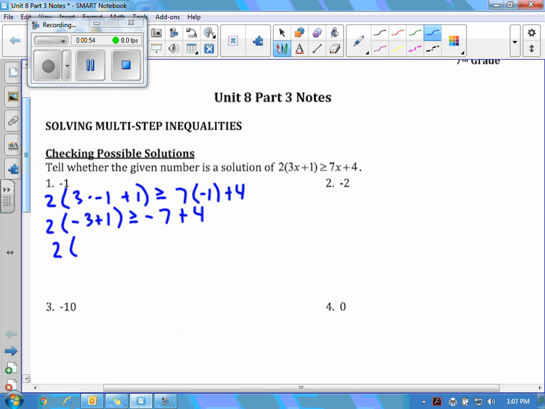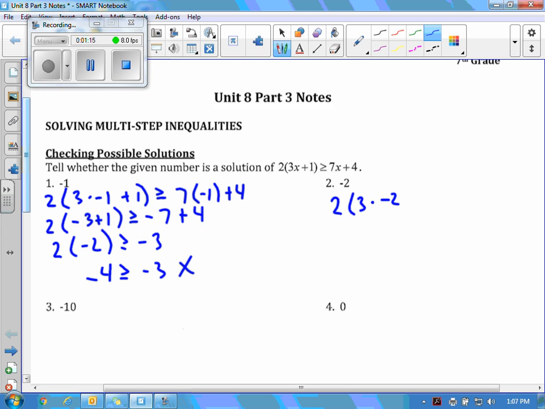Finishing up the parentheses, we're going to have negative 2 inside. Negative 7 plus 4 is negative 3. 2 times negative 2 is negative 4. So we have negative 4 is greater than or equal to negative 3, which is not. That's not a solution. We're going to do the same thing, but we're going to plug in negative 2 instead.